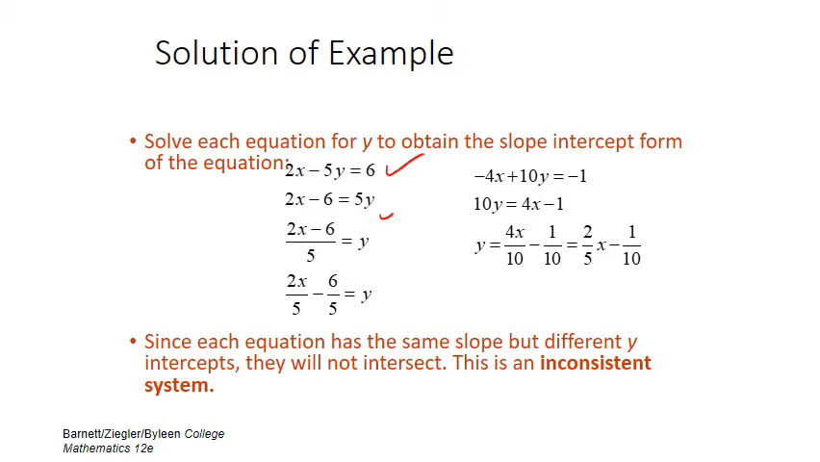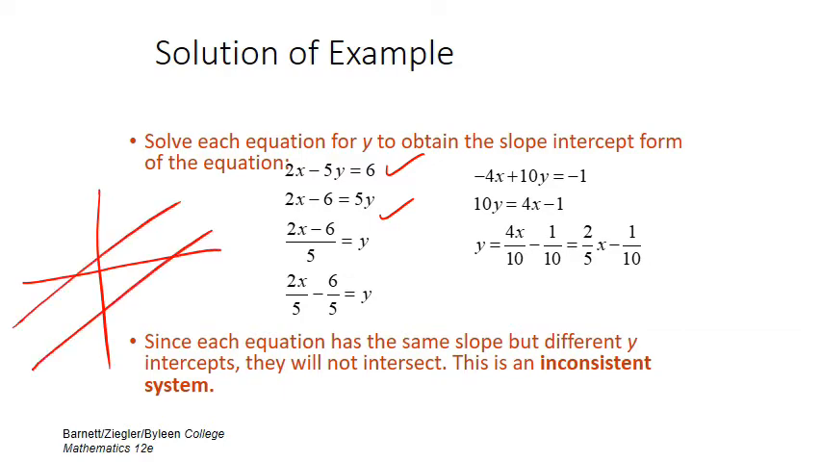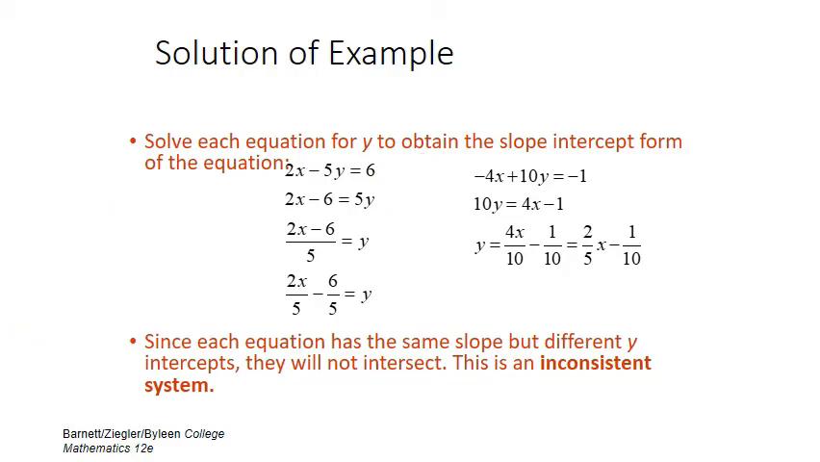Here you can see this is a system. Since each equation has the same slope, we say that this system is an inconsistent system. When they have different intercepts and the same slope, then it is an inconsistent system. For example, same slope but different intercepts. This one is passing through this point and this one is passing through this point. They have different intercepts but the same slope.